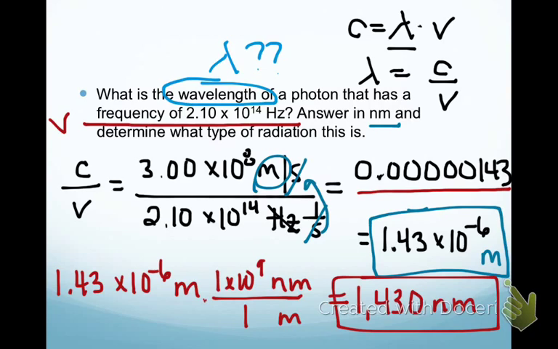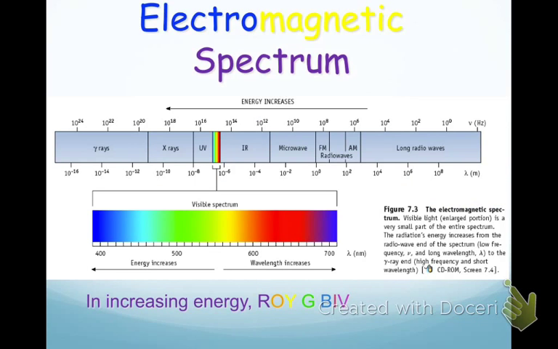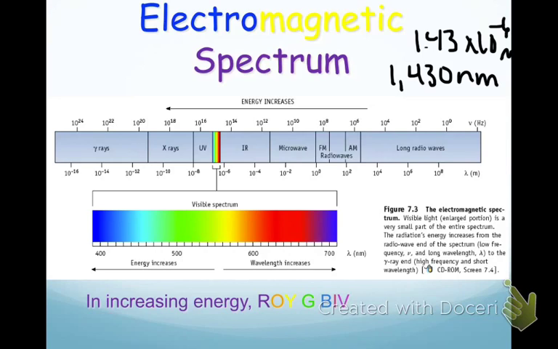So now we want to identify the type of radiation that this is. So I'll jump ahead a little bit. I've put up a picture here of the electromagnetic spectrum in order for us to find the type of radiation that this particular wave is traveling as. So if I remember from the problem I just did, my wavelength was 1.43 times 10 to the negative 6 meters, or 1,430 nanometers. I think the meters is going to be more helpful for us on this spectrum.